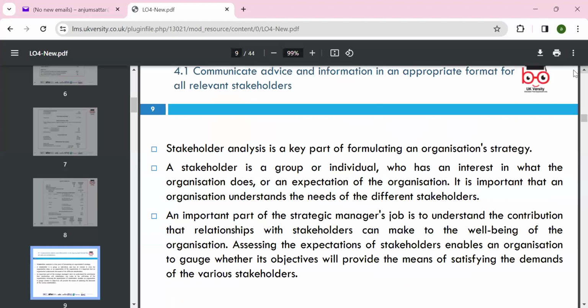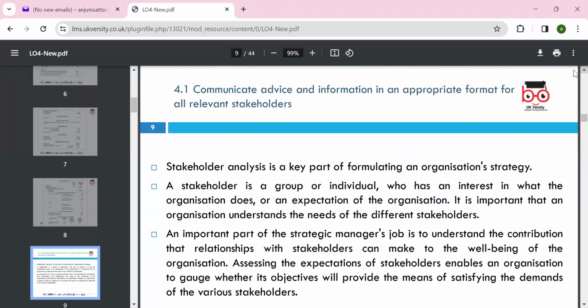So 4.1, which is our assessment criteria: communicate advice and information in an appropriate format for all relevant stakeholders. Stakeholder analysis is part of formulating organisational strategy. What is meant by strategy? The word strategy is derived from the Greek word strategos, which was used in the military, but it is also known as an action plan. Strategy means action plan.